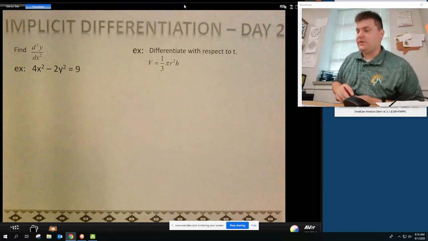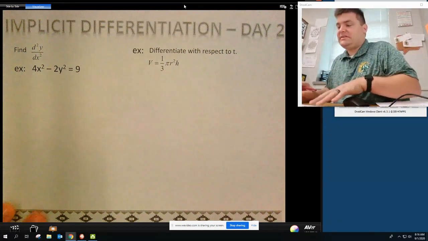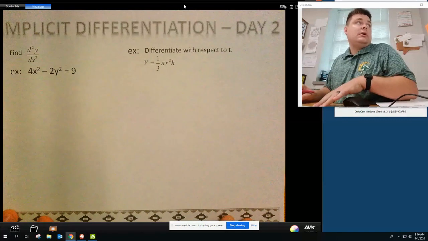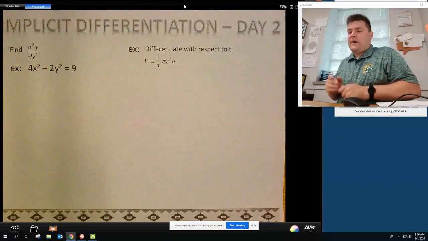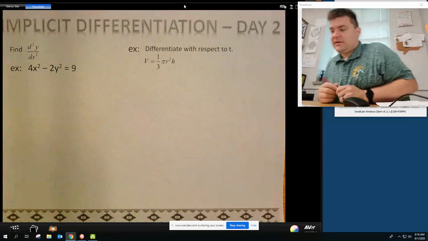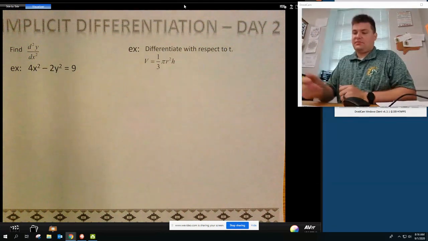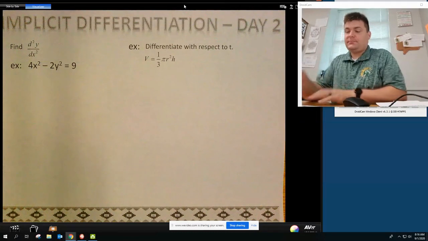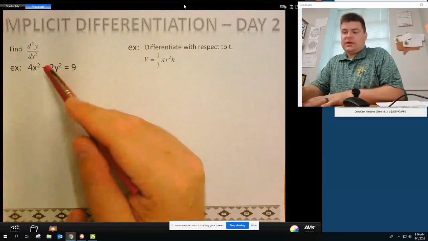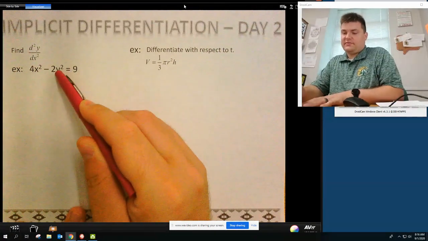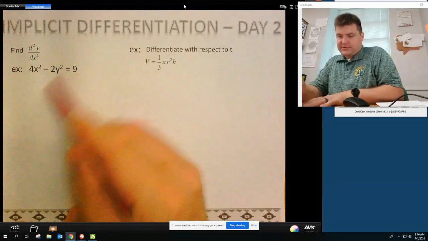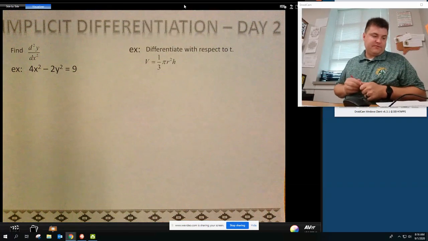So we're going to do the second day of notes of our implicit differentiation. Really the big difference here is going to be just finding the second derivative of some type of implicitly represented relation or function. So to find the second derivative, we're going to find the first derivative first, have it all nice and organized, and then we'll find the second derivative from there.